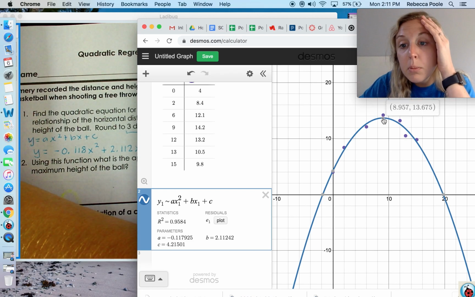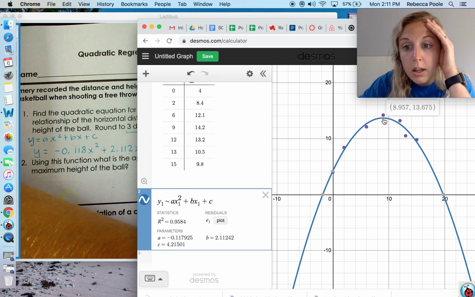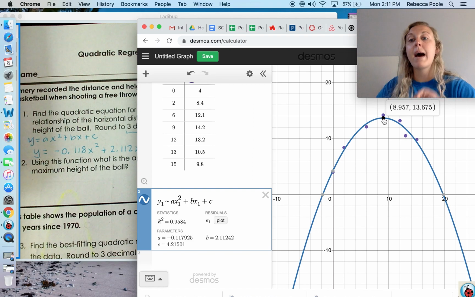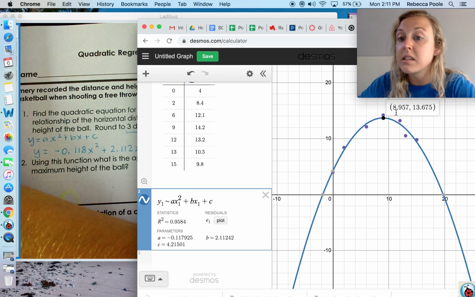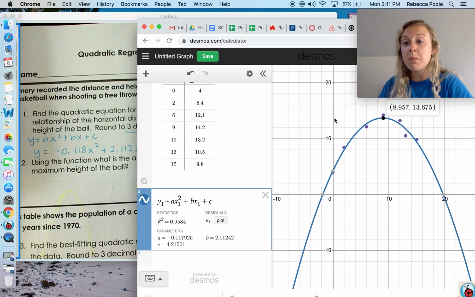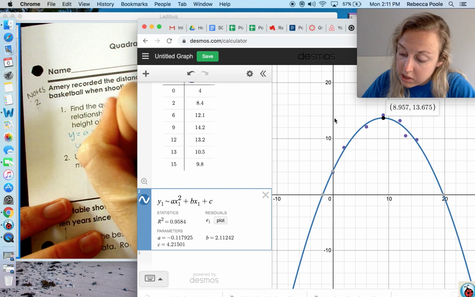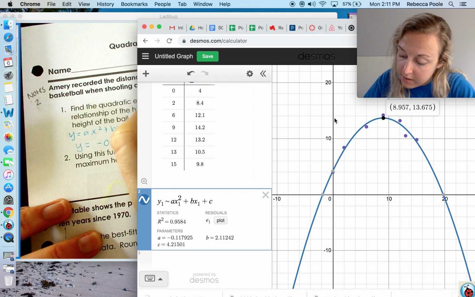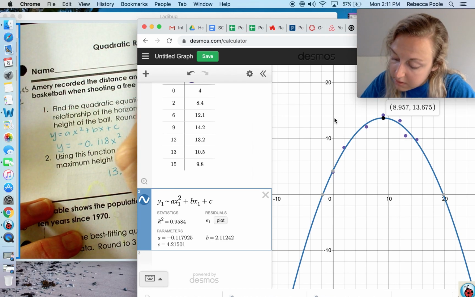So if we look at the blue, that blue quadratic, the maximum height, guys, is not the x. How high it gets is based on the y-axis. So the maximum height that this ball reaches is 13.675 feet.